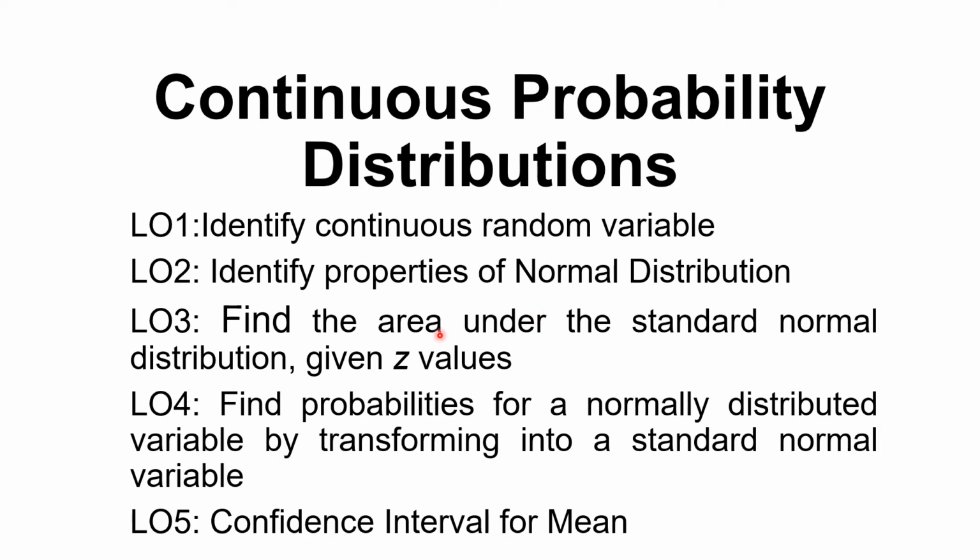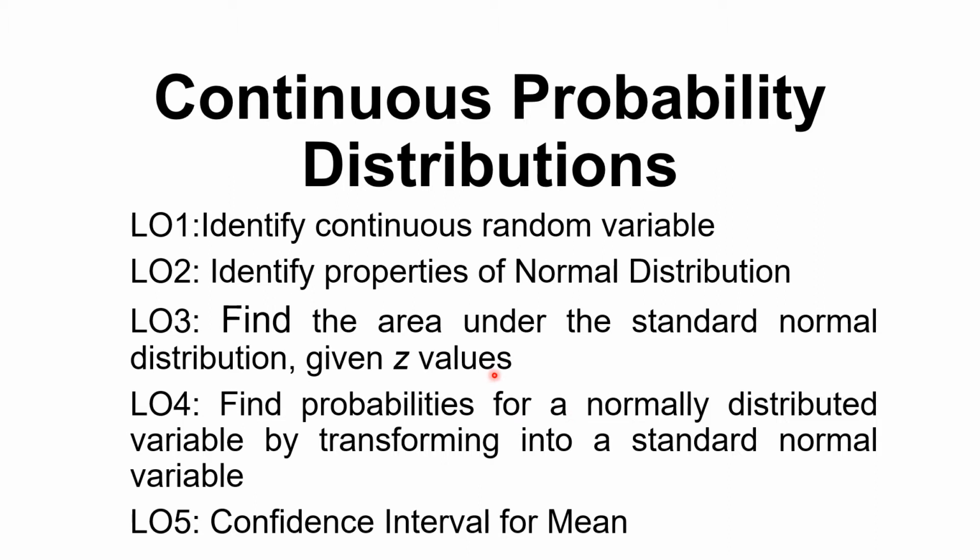Hi students, for this topic we will focus on continuous probability distributions. We have altogether 5 learning outcomes for this chapter. The first learning outcome will revisit what a continuous random variable is. The second learning outcome will focus on how to identify properties related to the normal distribution.